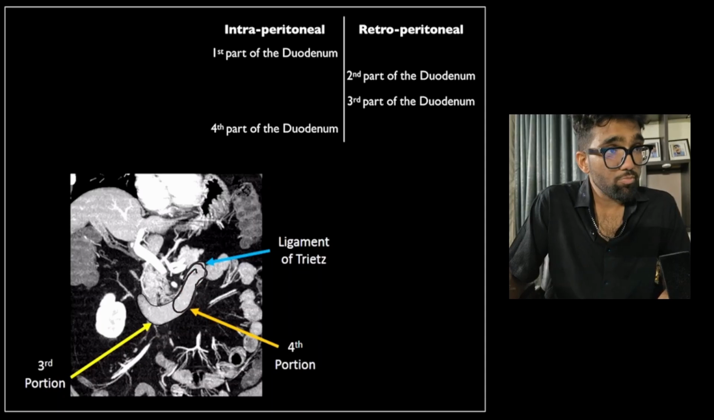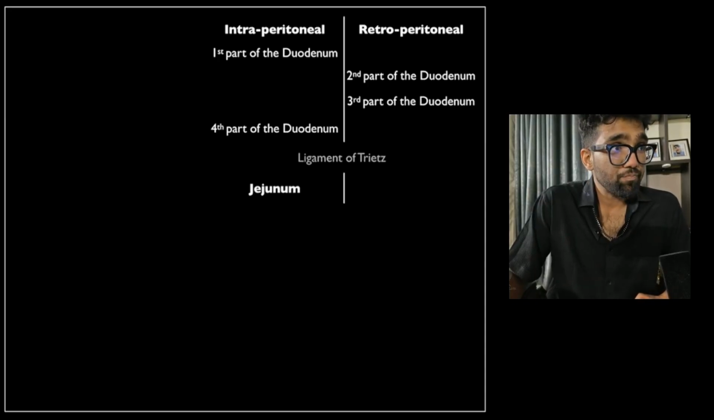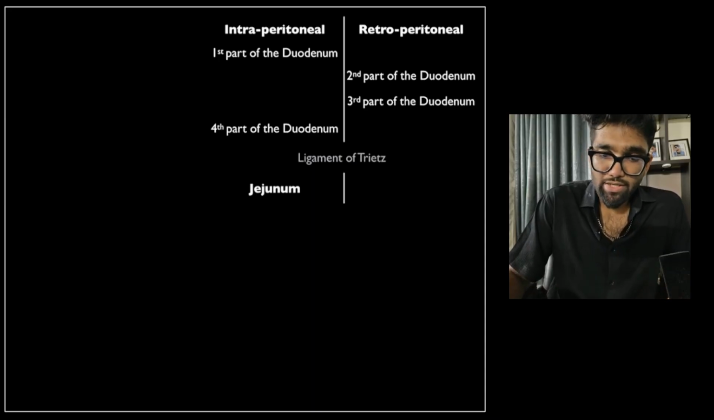So the first and fourth parts are intraperitoneal, whereas the second and third parts are retroperitoneal. And the connection of the mesentery at this point is what we call the ligament of Treitz. So that is the next thing, but it is not easily visible on imaging. Now, after the ligament of Treitz, everything is going to continue to be intraperitoneal.